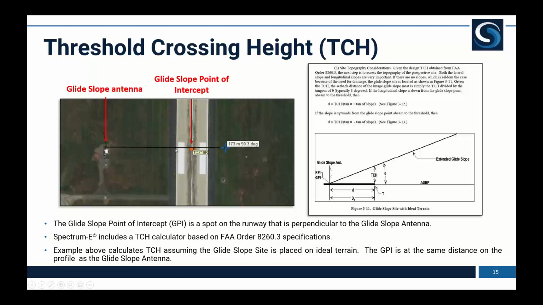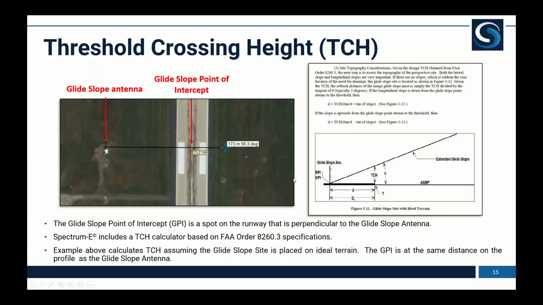And so you have here the antenna on the left and then a line connecting, kind of pointing to where the antenna would run perpendicular to the runway. And you see it's about a 90-degree angle and 173 meters from the runway. So this is the position where the glide slope antenna would be facing the runway, known as the glide slope point of intercept. And that's exactly what I've written here. It's a spot on the runway that is perpendicular to the glide slope antenna.